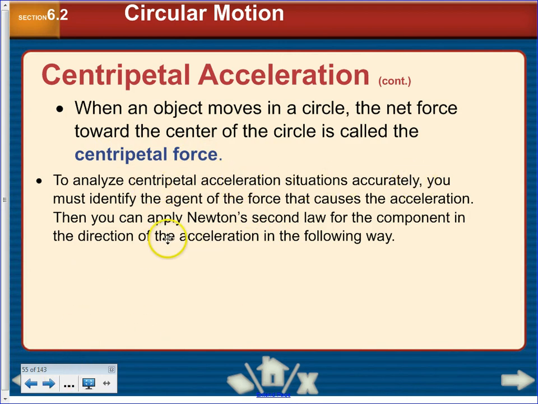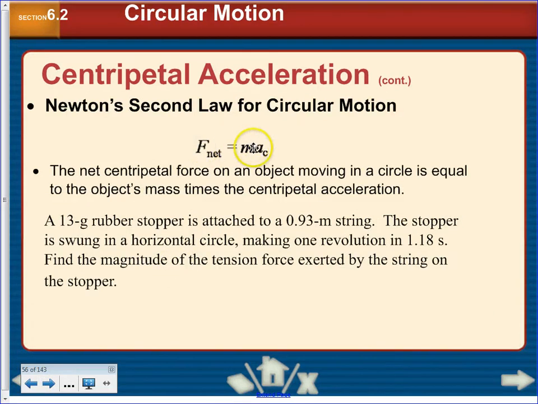Okay? If we know what the mass of the object is, then we could figure out the force from the acceleration. So force is equal to mass times acceleration. So if we wanted to go back to our problem, we said that the stopper weighs 13 grams, and we now want to find the magnitude of the tension of the string. In other words, the net force. What is the force that's dragging it in towards the center or causing that centripetal acceleration?